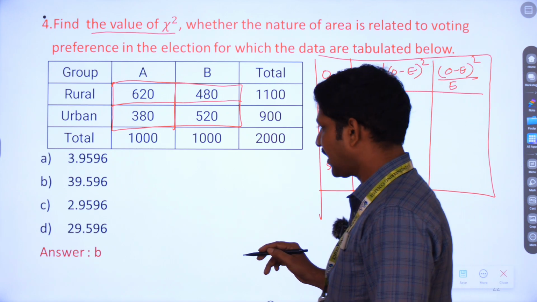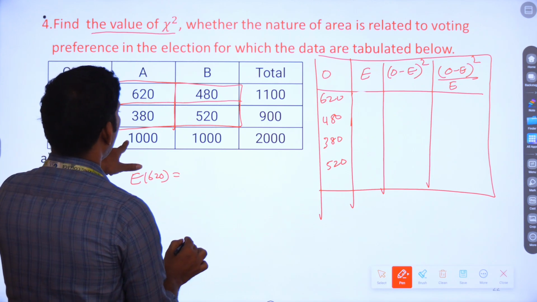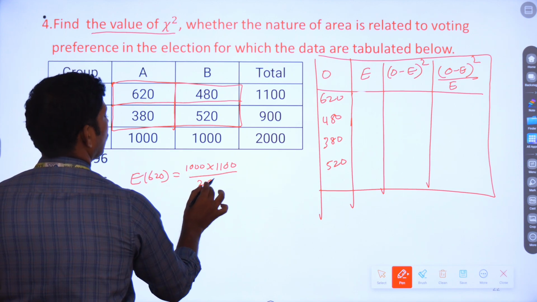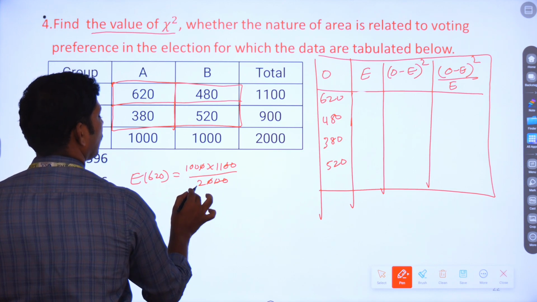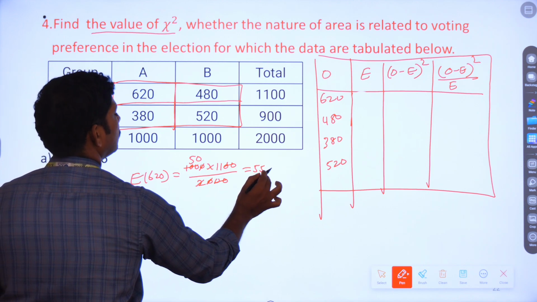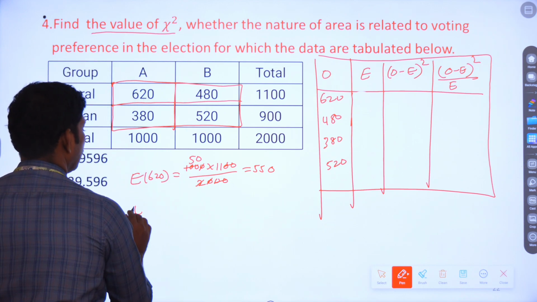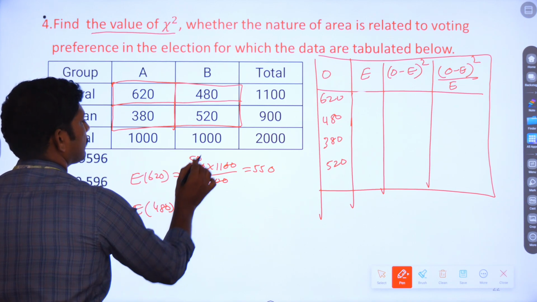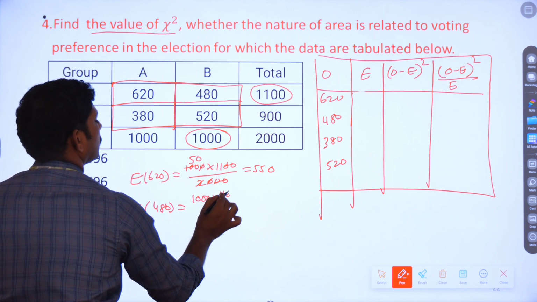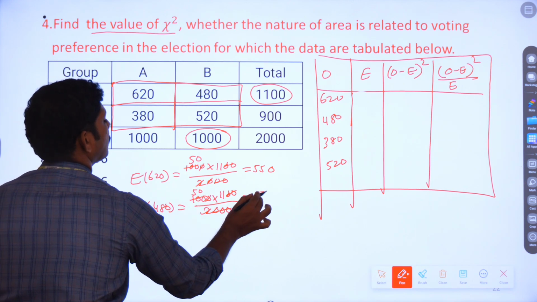Now we find the expected values. Expected value of 620 is equal to column total times row total, 1000 into 1100, divided by the total frequency. Clearly 2 zeros get cancelled, 1 zero gets cancelled, which gives 50. 5 elevens are 55, with a zero it is 550, which is the expected value of the first one. Second, expected value of 480: column total 1000 into row total 1100, divided by 2000.